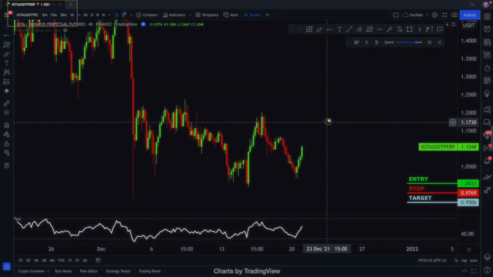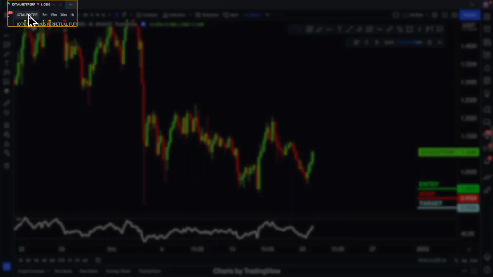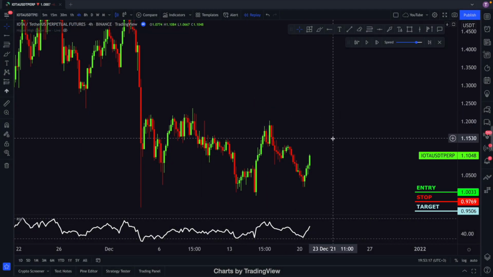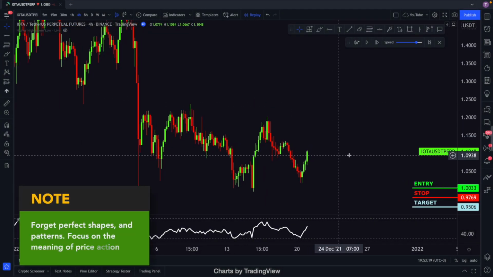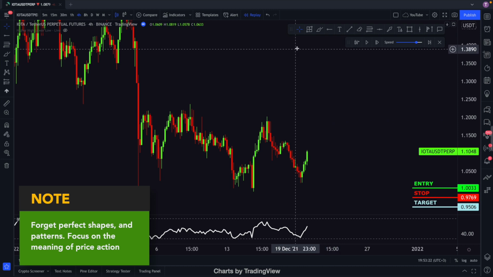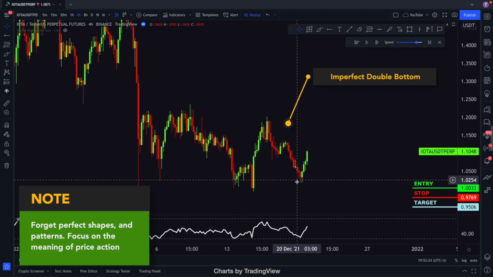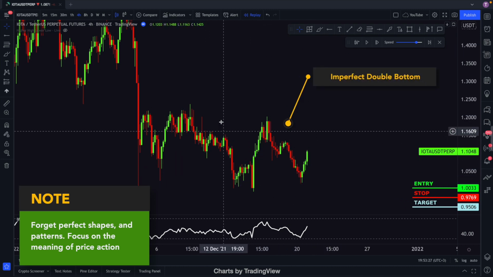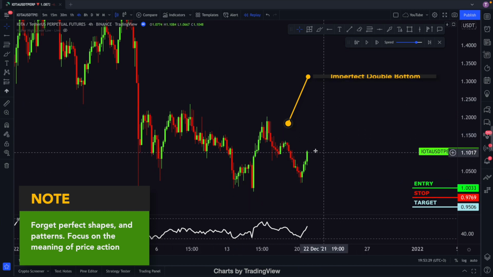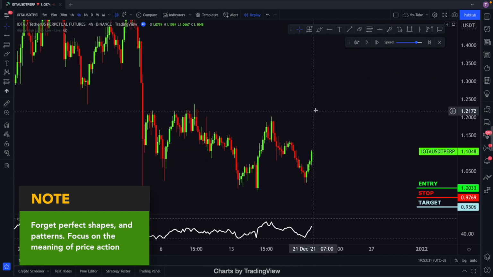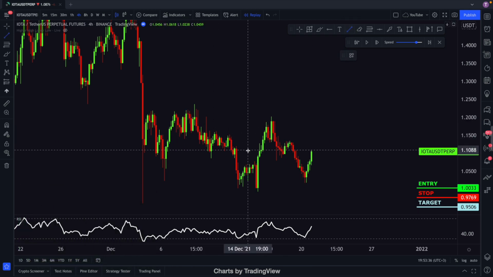Okay, our first example is IOTA. I specifically chose this example because in the real world, you will rarely see the perfect shapes or patterns. This is why I state every single time, forget the shapes and patterns and focus on the charts. What does this chart and price action tell me? Okay, let's go step by step again.